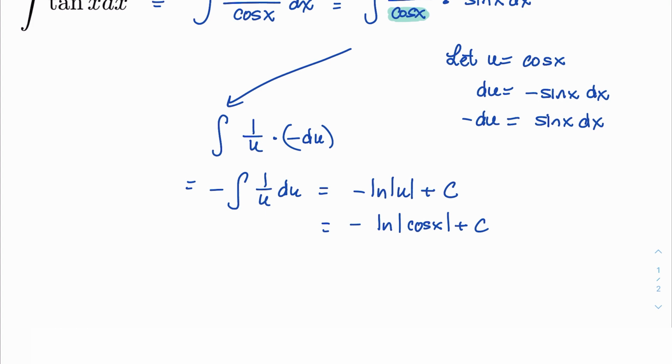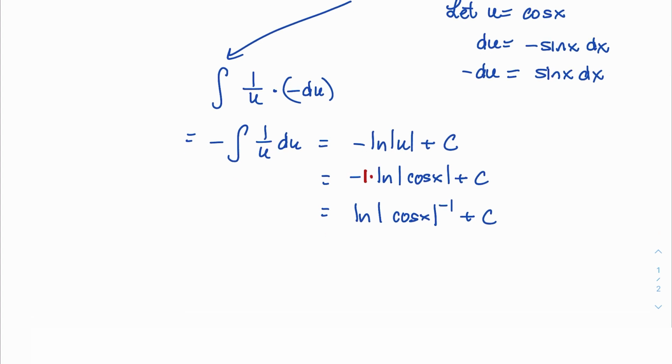Sorry, I misspoke there. And now that is a perfectly fine form for the antiderivative, but we can take it one step further. Remember that the negative out front of the natural log is really a negative 1 multiplied. So by property of logarithms, we can write the natural log of the absolute value of cosine x to the negative 1 plus c. And remember, negative 1 means reciprocal. And remember that the reciprocal of cosine is secant. So we can also write this as the natural log of secant x plus c.